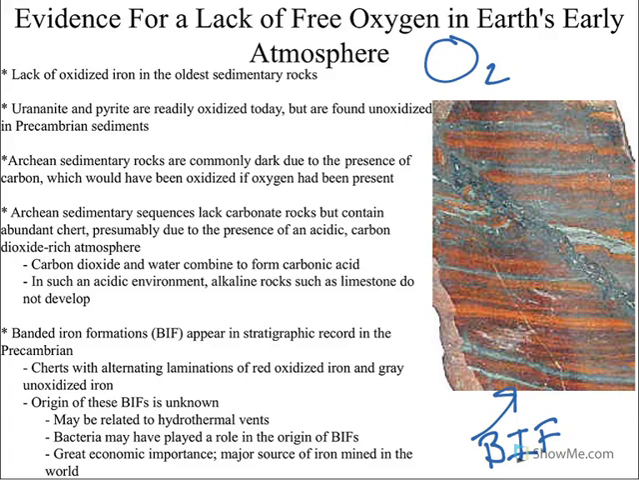We think that banded iron formations essentially form at the bottom of an ocean around hydrothermal vents or volcanic vents. Remember, early crust was komatiite rich, right? Which means there was a lot of iron. So as water is eroding across that komatiite crust, it's delivering a lot of iron out to the oceans.